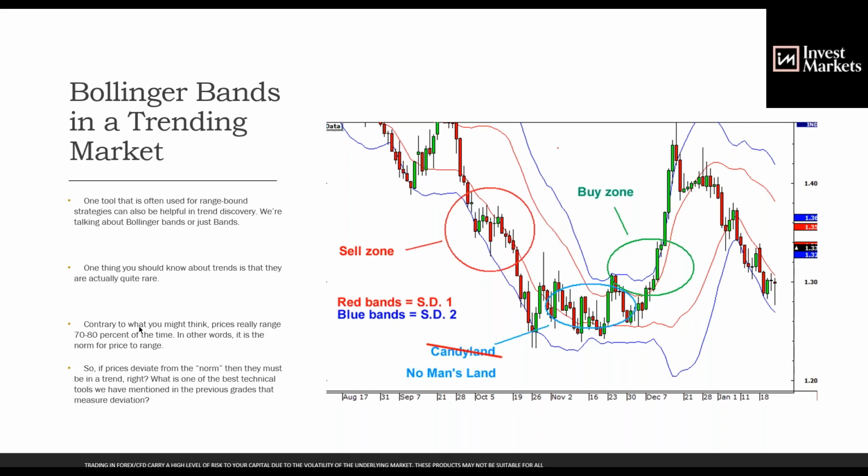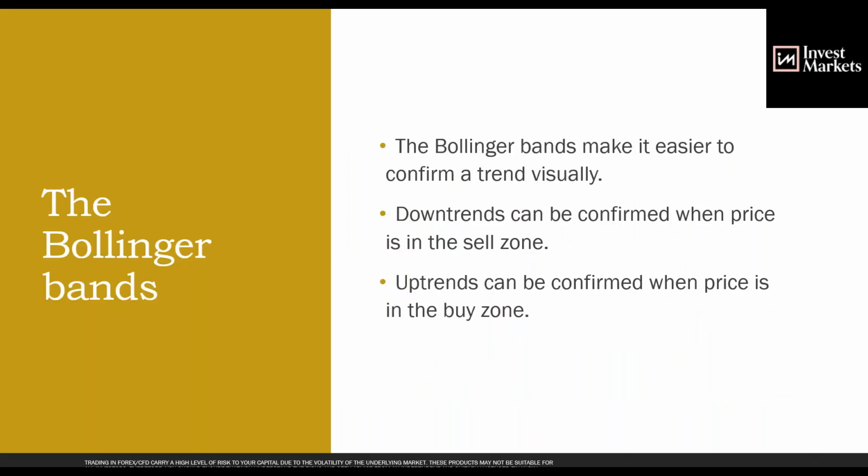Well, what is one of the best technical tools? Standard deviation. And standard deviation is a statistical formula that is applied to Bollinger Bands, and we can then use Bollinger Bands to determine if the market is trending or not. Bollinger Bands make it easy to confirm a trend visually. Downtrend can be confirmed when price is in the sell zone. Uptrends can be confirmed when the price is in a buy zone.